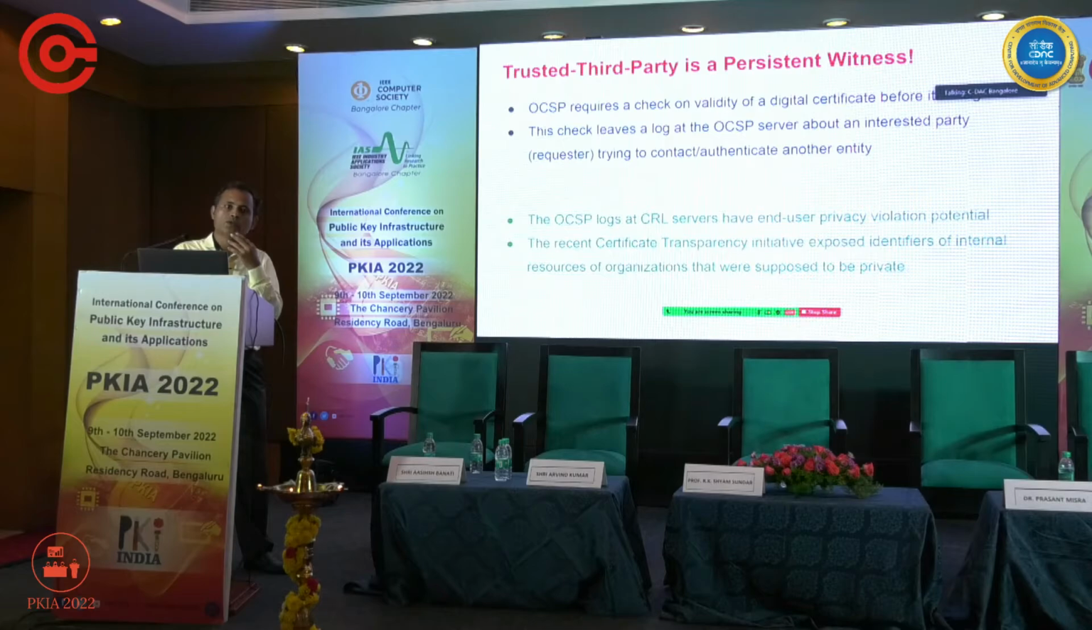The CRL also knows at what time I am asking it for Amazon.com. The CRL also knows the other browsing activities I do and at what particular time I do them. So the OCSP servers have this huge log about the certificate users and the domains. At what time and for what domain someone is looking for information is present in the OCSP logs. So the observation is that OCSP logs at CRL servers have end user privacy violation potential.